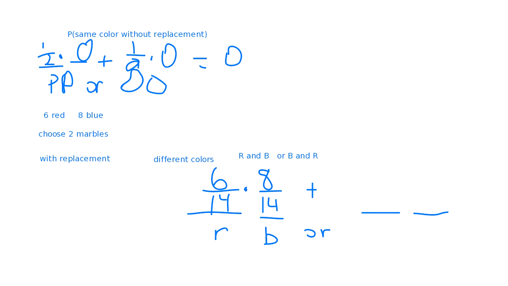so 8 out of 14. There's 8 ways to get a blue out of 14 marbles because 14 total. Again, probability is the number of ways to get what you want. And then red is 6 out of 14. Because you're putting it back in, you still have 14. So this is blue and a red.